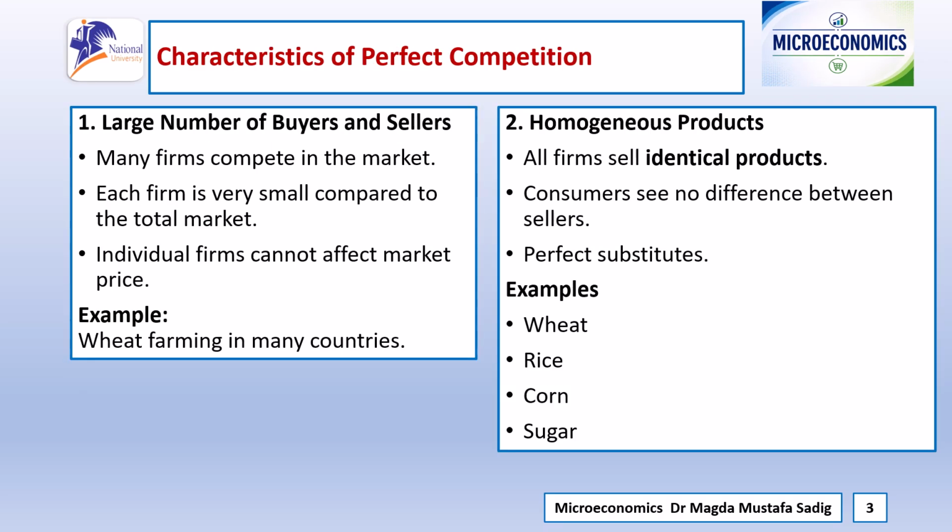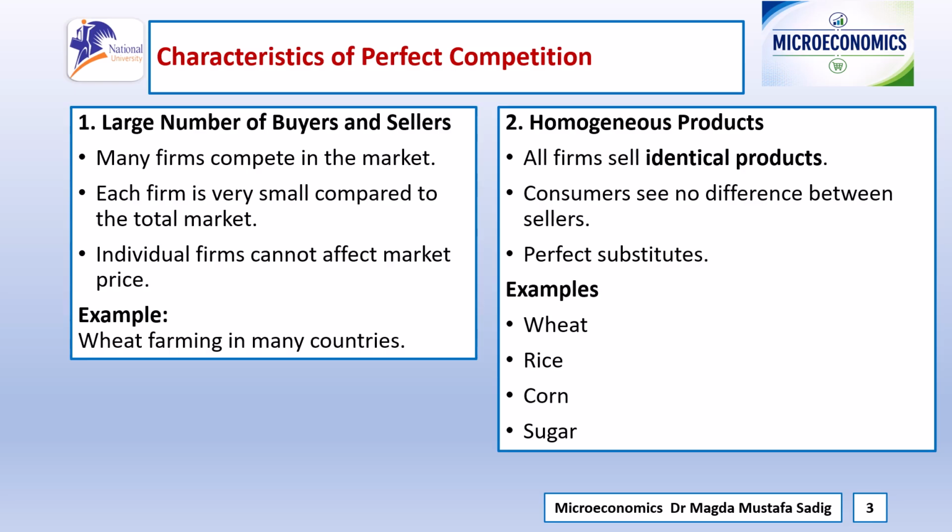Characteristics of perfect competition. Now let us discuss the characteristics one by one. Characteristic 1. Large number of buyers and sellers. There are thousands of buyers. There are also thousands of sellers or firms. Each firm contributes only a tiny percentage of total market output. Therefore, no individual buyer or seller affects price.